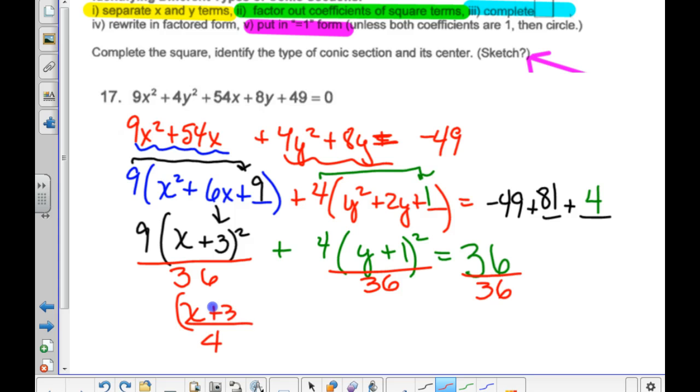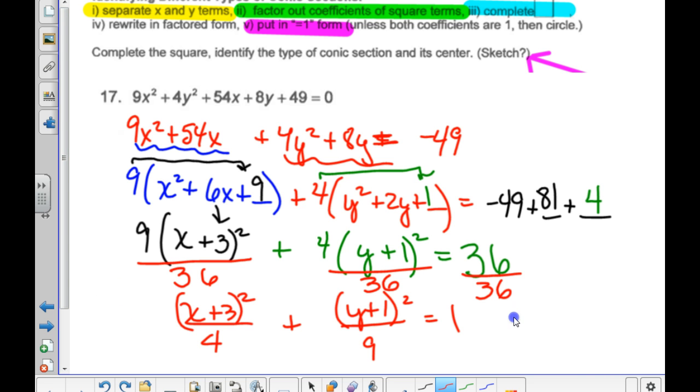Shh. Guys, I really want time to review some of this with you, so let's get this done. Y plus 1, 4 goes into 36 9 times. Okay, and that's like the answer.